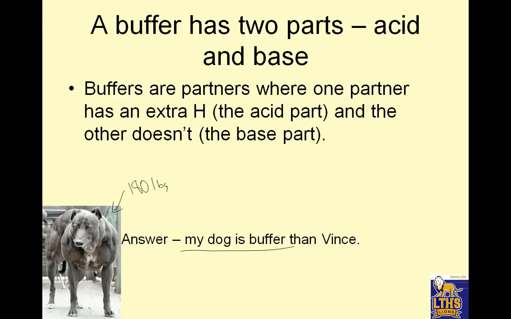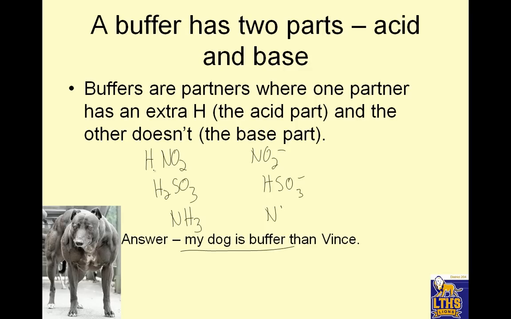Okay. A buffer has two parts, an acid and a base. Buffers are partners, where one partner has an extra H, the acid part, and the other part doesn't, the base part. Examples: if I had HNO2, notice it has an H, and its partner would be NO2 negative. If I had H2SO3, its partner would be HSO3 negative. Notice there's one less H. It can happen with a base too: NH3, which is a base, remember that's ammonia, and its partner would be NH4 positive. So the difference would be just one H positive.